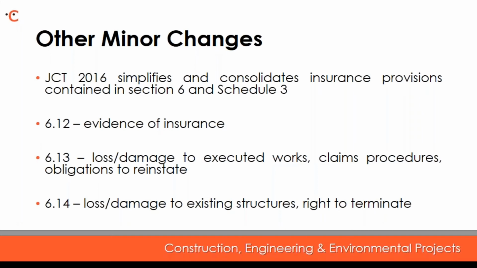6.12, we now have all provisions for providing evidence of your insurance, which is usually requested. 6.13, loss and damage to executed works. The claims procedures arising from that and the obligations to reinstate are now all grouped together in one place. And at 6.14, loss and damage to existing structures and the right to terminate for any subsequent material loss and damage are again grouped together. Really just a sensible approach taken in that regard.